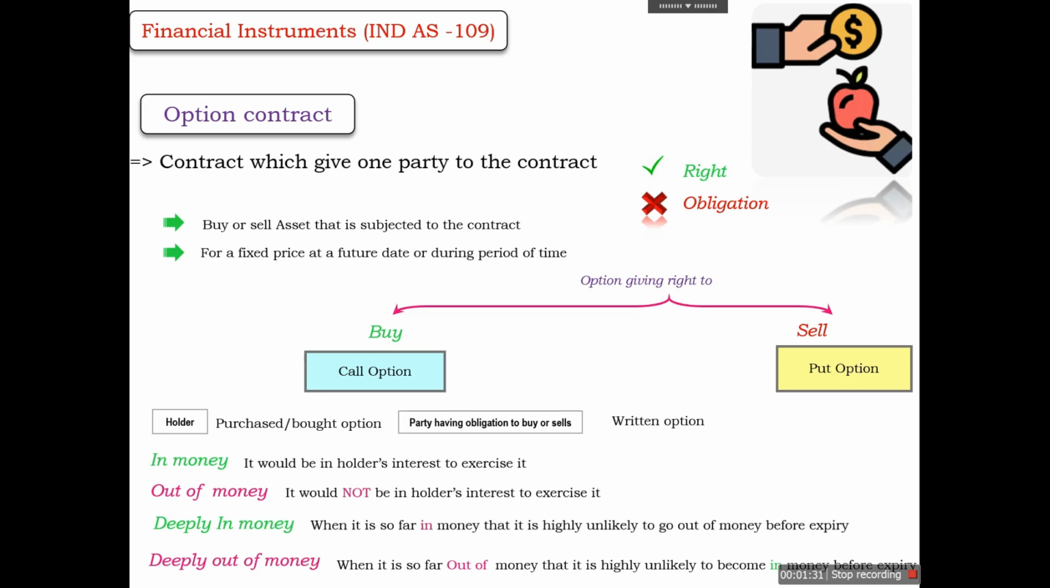And similar to other contracts, an option contract is recognized when we become a party to the contract. When the obligations or rights arise, at that time, recognition is done.